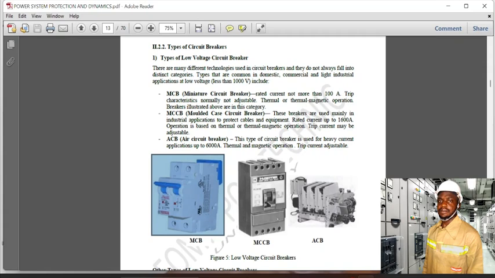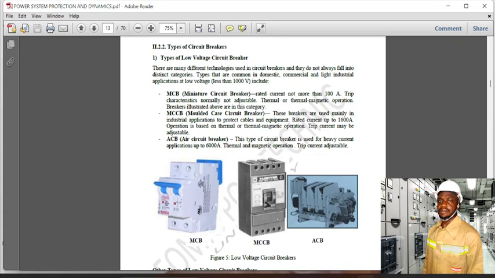Then we have the molded case circuit breaker. These ones are mostly used for industrial applications to protect what equipment in industries, right? Or probably workshops and so on. And it has a rated current of up to 1600 ampere.